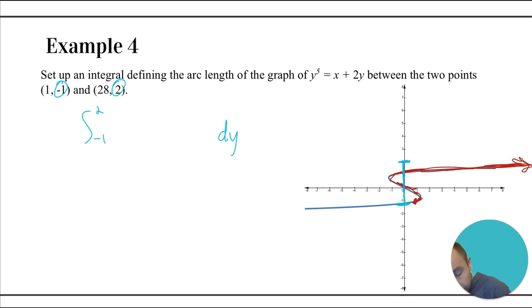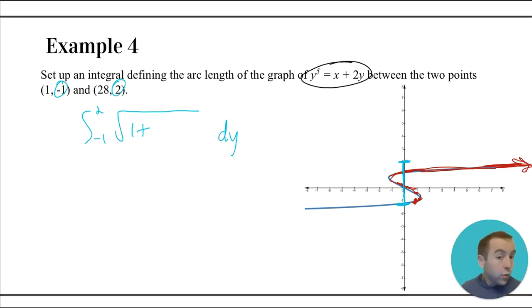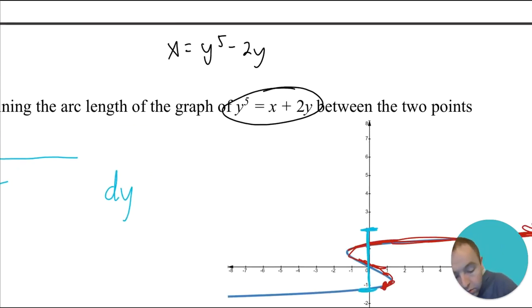So with respect to y, we do a square root of 1 plus, and then we need to get the derivative of our function, right? Since this is your equation right here, right now it's not explicitly written, so we need to get the x alone. You'd just subtract the 2y, and so x would equal y to the fifth minus 2y, right? And then you can get your derivative. So dx/dy would be 5y to the fourth minus 2. And then you have to square that.